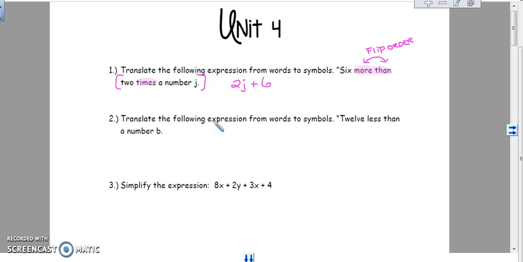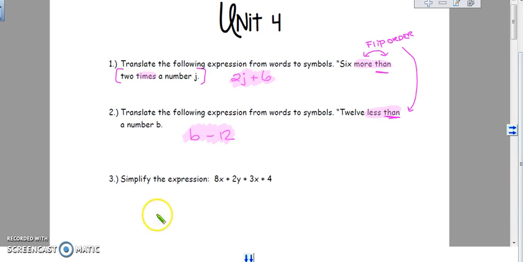Translate the following expression from words to symbols. 12 less than a number b. Again, we highlight our keyword, and the word than, just like up here, means we're flipping order. So we start here. B, less than means to subtract, and 12. So that is our answer for that one. Go through your notes and practice. This is especially important, you knowing all those keywords.